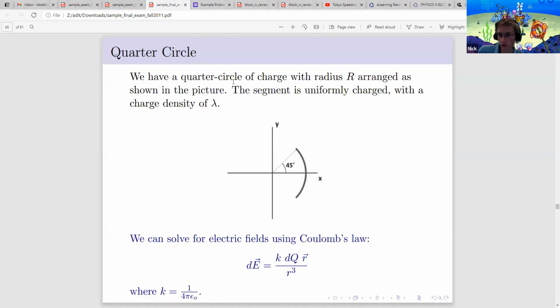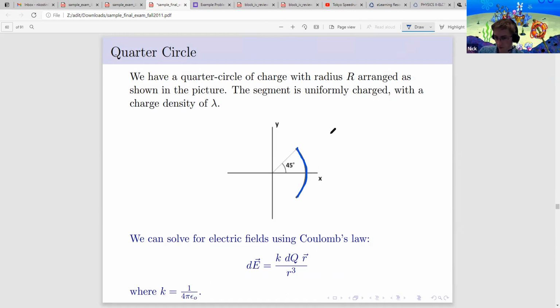Right here, cool, okay. So here's the same problem. We have a quarter circle of charge with radius r, and the segment is uniformly charged. So our first step, whenever we have just some arrangement of charges, is to use Coulomb's law, because Coulomb's law works for any dimension. In this case, we're using a one-dimensional object because charge is distributed along this line.